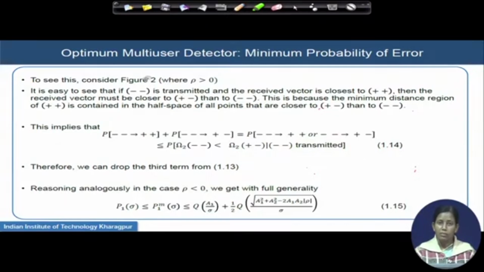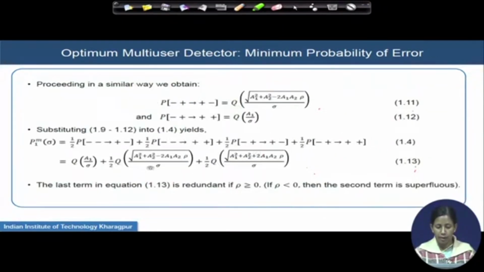That can also be expressed by a figure. Finally, if I am interested in rho less than 0, that is a situation where the cross correlation values are very low, and in that situation we finally end up with the probability of error for user number 1 being given by these two terms.